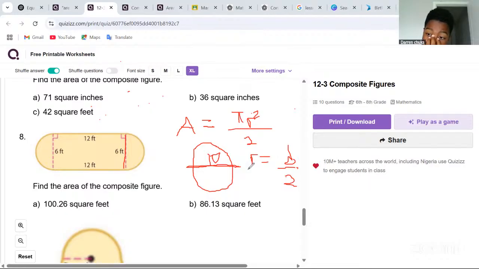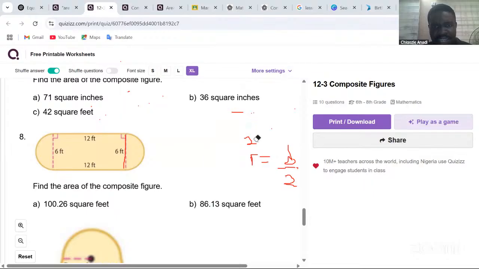So if I also ask you now, the radius of a circle is 2 meters. What will be the diameter? It'll be 4. Very good, 4 meters. Correct. So I'm happy that you understand that. Right now, we can find the area of this particular composite shape.